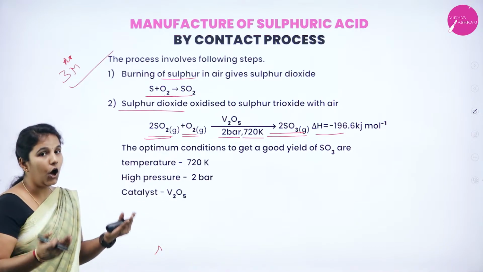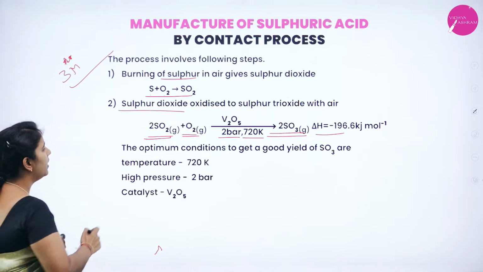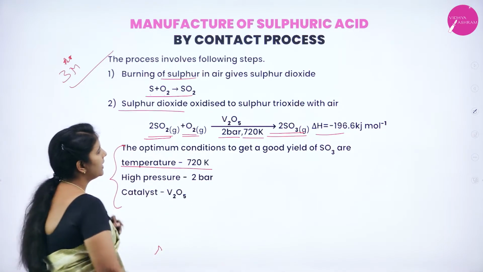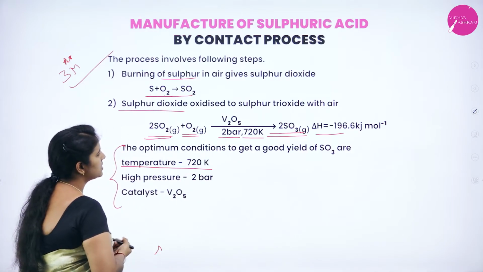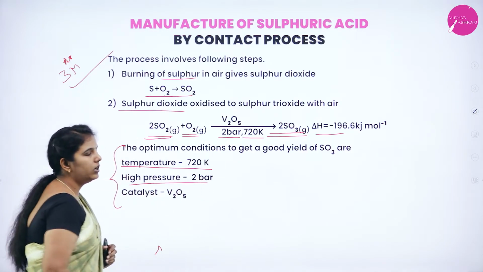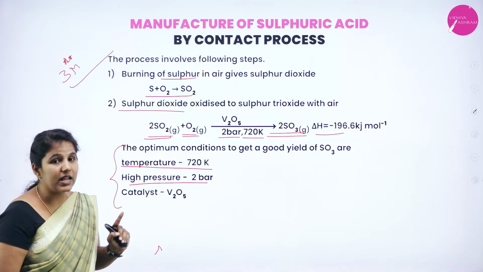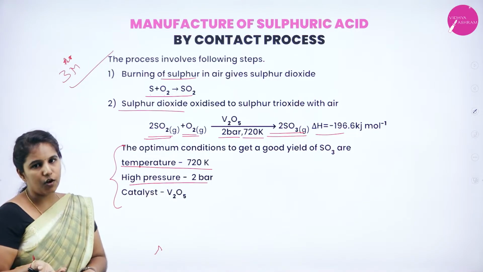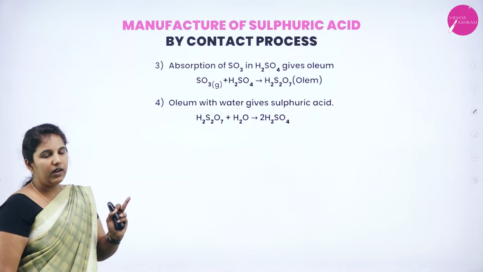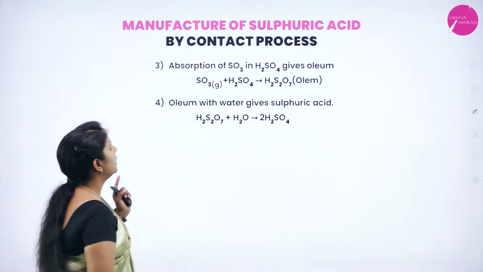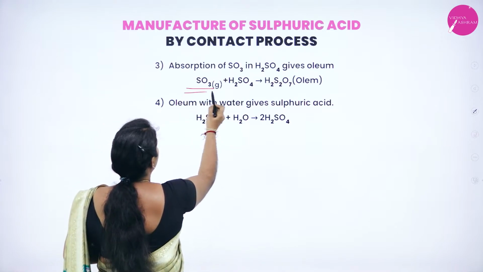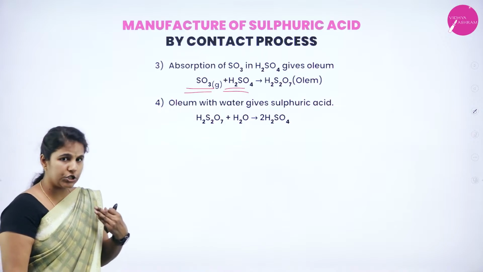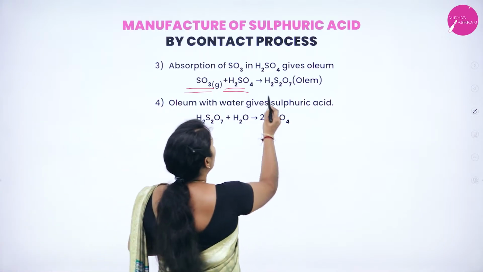So, what are the optimum conditions we are using here? We are using a temperature around 720 Kelvin, the catalyst is vanadium pentoxide, and we are using a pressure around 2 bar, in the second step, to further oxidize the sulfur dioxide into sulfur trioxide. In the third step, we are doing the absorption process where the sulfur trioxide is allowed to react with freshly prepared sulfuric acid to give oleum.